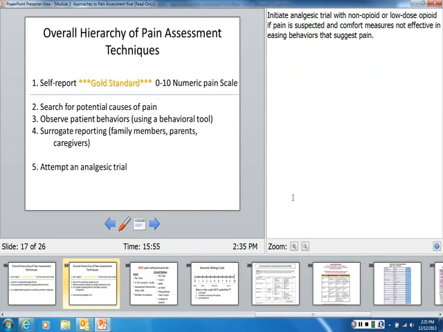And finally, we do this every once in a while. We may attempt an analgesic trial in a patient. Perhaps we have a patient and we're just really not sure, even after gathering all of our pieces of information, whether or not they're in pain. We may initiate an analgesic trial with a non-opioid or a very low-dose opioid if we think there may be pain involved, and then we assess them and see if our intervention improved things. If it did, that suggests that the patient did have some level of pain.